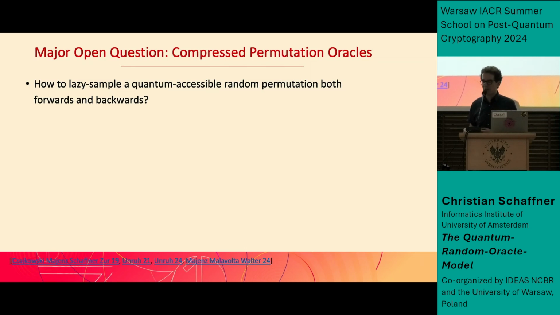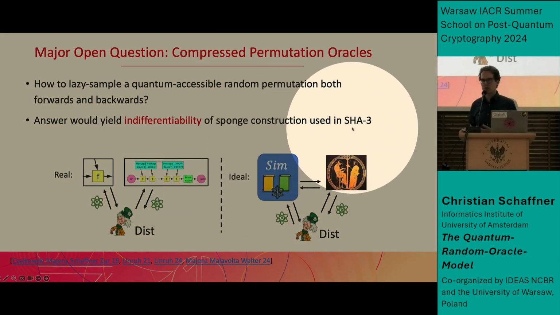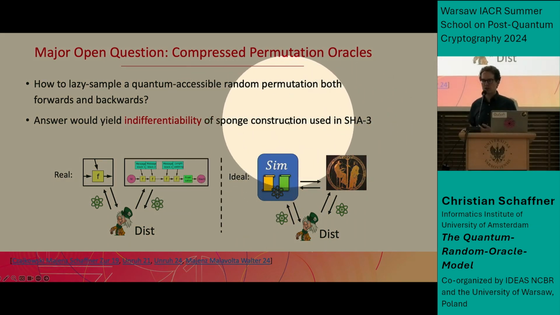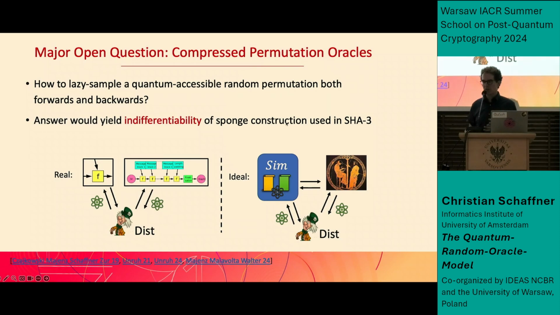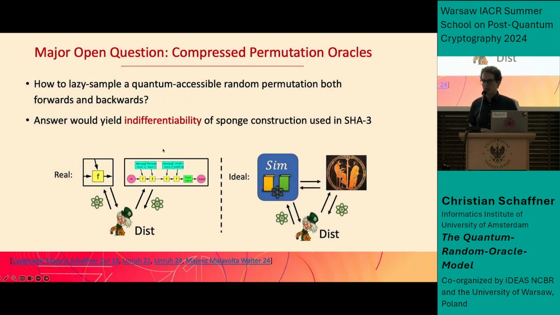for a long time, we didn't really know. If we knew, we could actually answer, for instance, the indifferentiability of SHA-3. So this would be very important to actually show quantum security of this sponge construction, which is the underlying construction, a little bit similar to Merkle-Damgard, but also slightly different. And we would need some compressed permutation oracles for that, as far as we know.